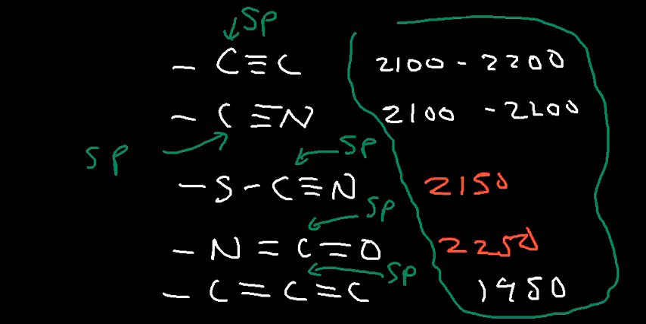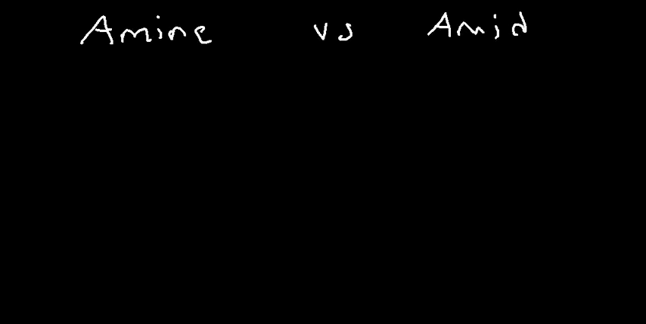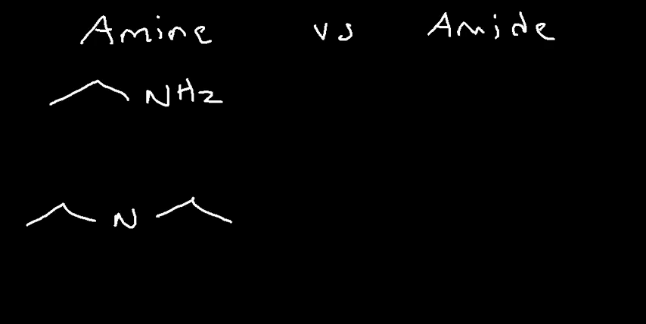So going back to amines and amides. What signals do we need to know that can distinguish the two? So first, let's talk about primary and secondary amines. Now this is a primary amine because the nitrogen is only attached to one carbon. And here we have a secondary amine because the nitrogen is attached to two carbons. Notice that the primary amine has two hydrogens.